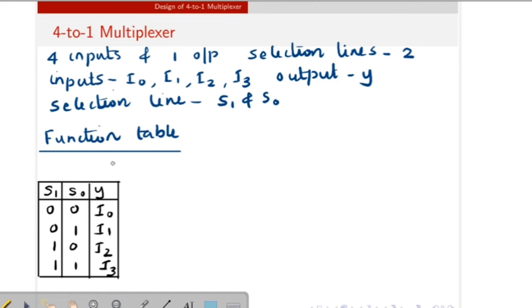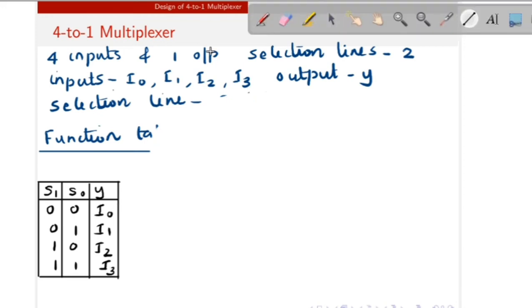In the case of a truth table, we use that truth table to generate the Boolean expressions for the output. Clear? So the function table describes the function. For the various combinations of the selection lines, this multiplexer selects one of the 4 inputs and directs it to the output. Okay. Next we can draw the logic diagram.